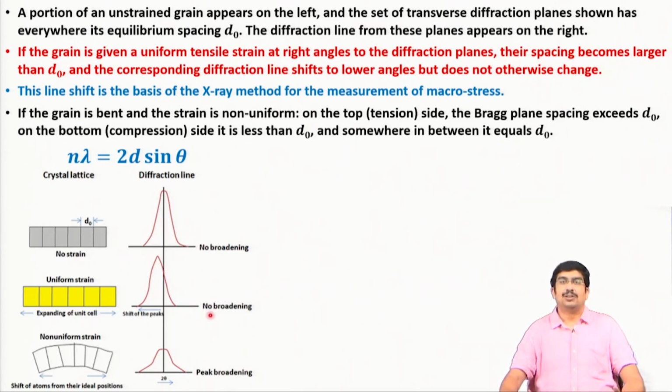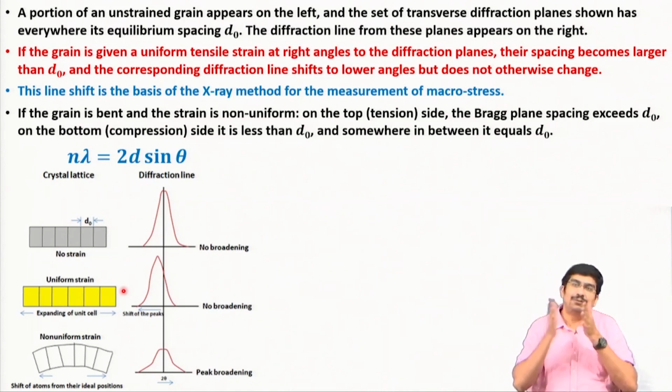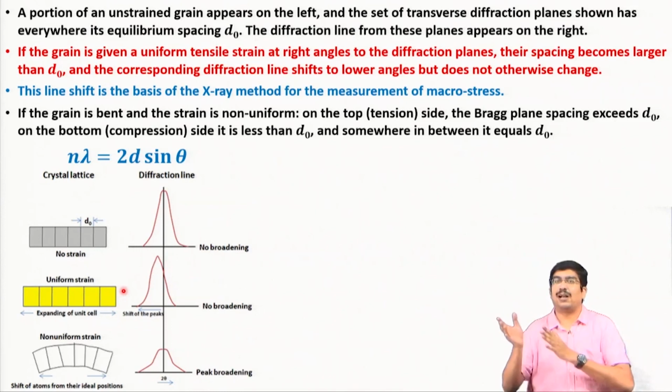earlier for a condition where there is no strain. So, that is an effect of macro stresses that you can imagine what the macro stress will do to your X-ray diffraction peak. Without affecting the intensity, it will just shift the peak either to a lower value or a higher value depending on whether you are applying a tension or a compression.